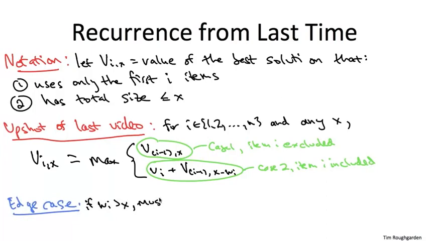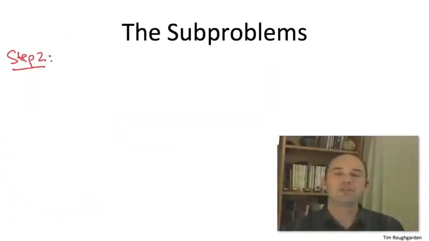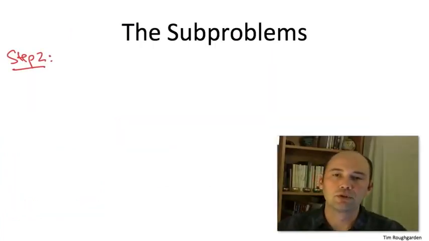So one quick edge case: if the weight of the ith item is bigger than our permitted capacity x, then of course we can't use it, and then we're forced to use the first case. We're forced to be in case 1. This then is our recurrence for the knapsack problem. So that completes step 1, where we think about the optimal solution structure and use it to devise a recurrence.